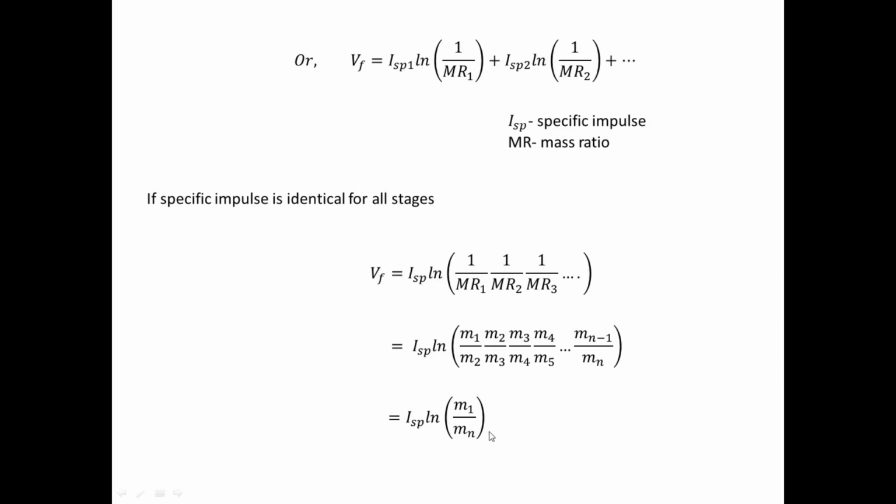So if it is an n stage rocket, the specific impulse into logarithm of the initial mass by the mass after the burning out of the nth stage will give the total velocity. So if it is a 3-stage rocket, m1 by m3 will give Vf. So that is the way in which you need to find out the velocity for multi-stage rockets. So just remember these equations.